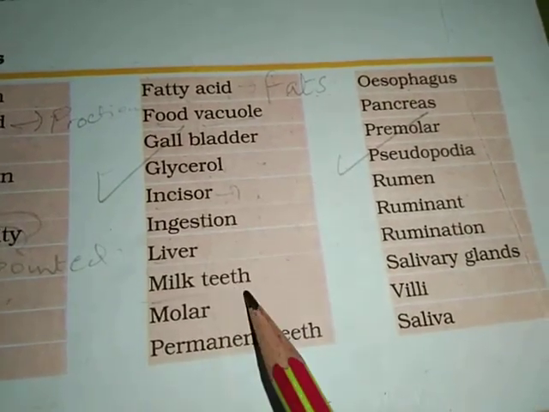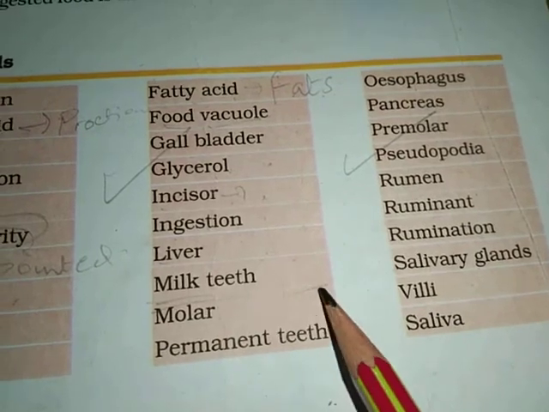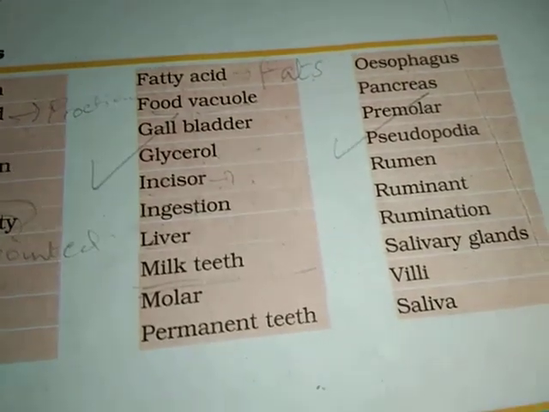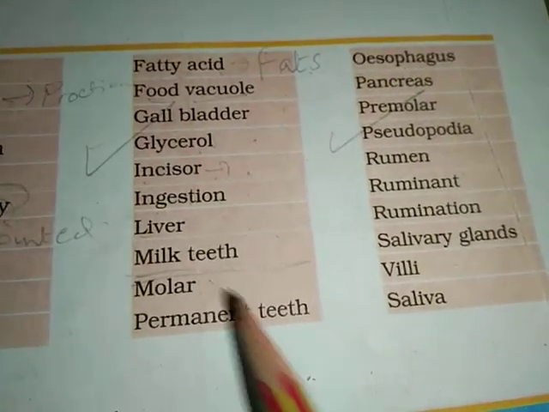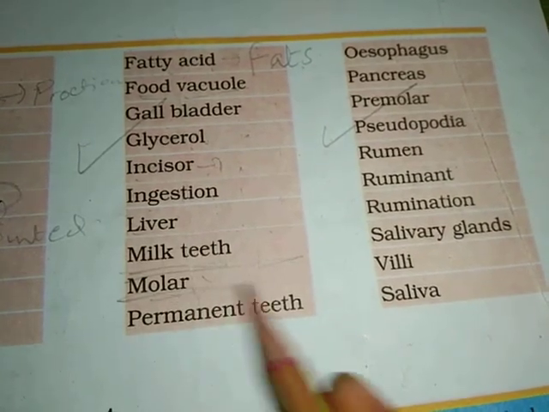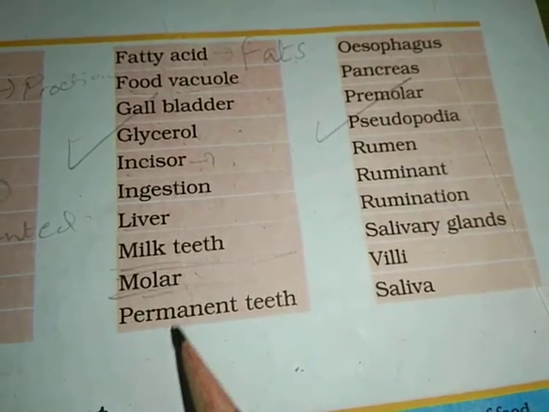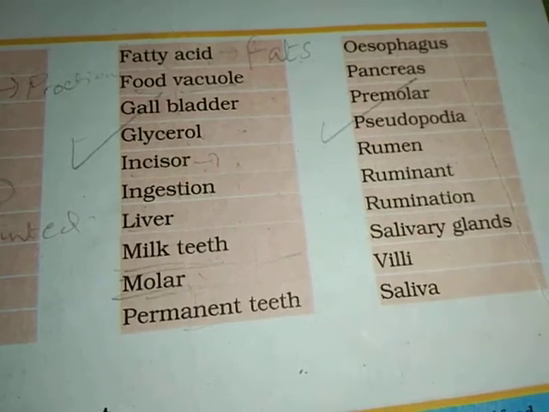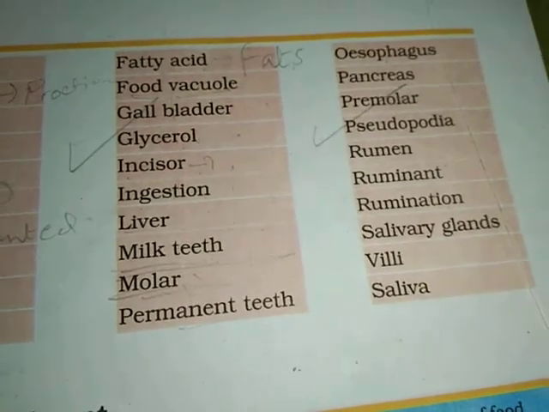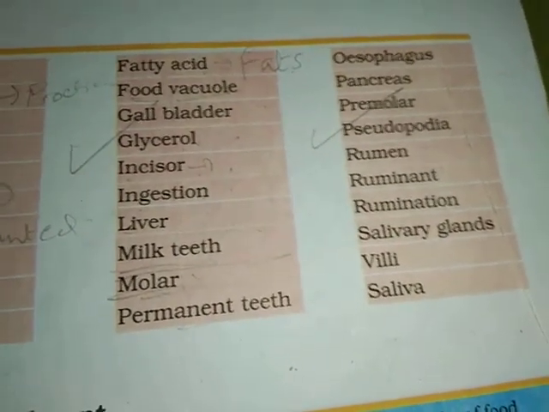Then milk teeth. You know what are milk teeth? The early teeth in your childhood which you have, they are called milk teeth. Molars, permanent teeth. Molars are the cutting or chewing teeth which you have at the back side of your jaw. Then permanent teeth are the teeth which you have after the milk teeth fall away.